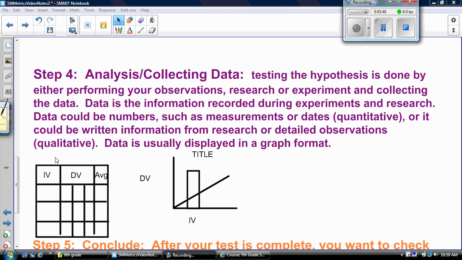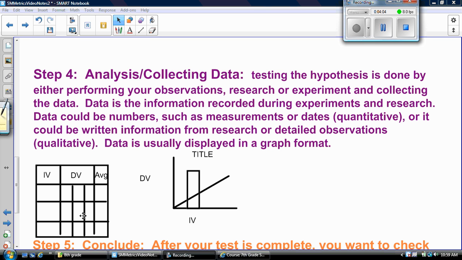Okay, so if you look down here, when we create a data table for our data, we always put the independent variable in the first column, the variable we're changing. Then our dependent variable goes here. And notice, whenever we measure an experiment, we always want to do more than one trial. So we usually have a minimum of 3 trials. That reduces errors. And so that helps create a valid experiment.